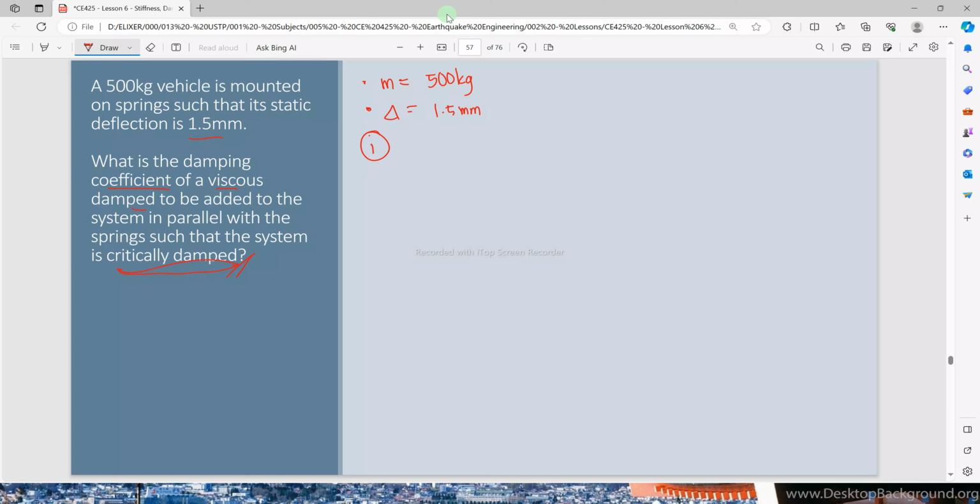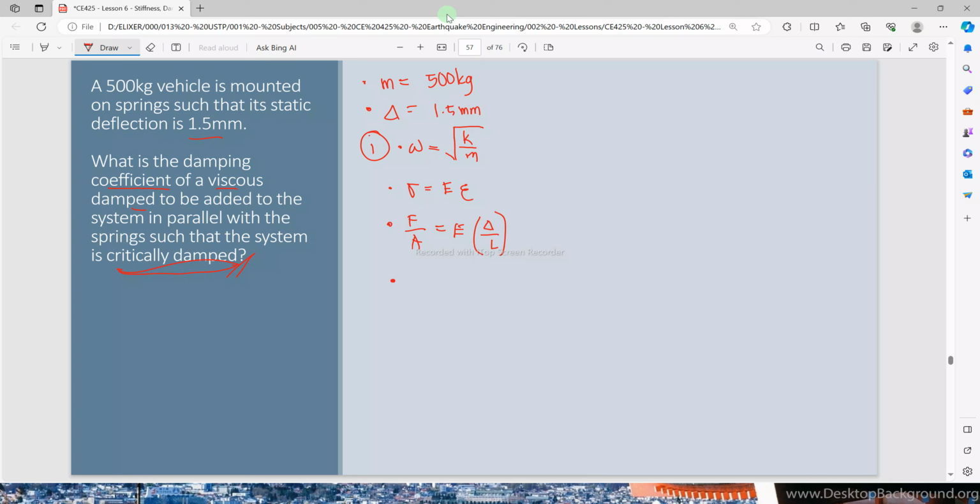So let's note we have the natural frequency of the system, which is equal to the square root of the stiffness over the mass. Next, if you remember, the stress is equal to the modulus of elasticity times the strain. And we know that stress is equal to force over area, and the strain is equal to the deflection over the original length.